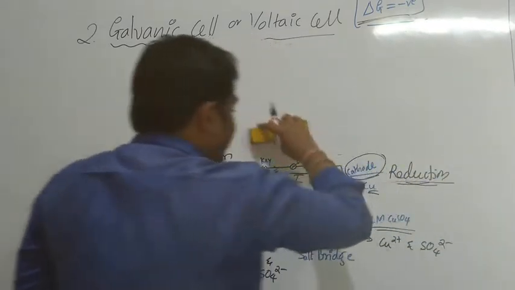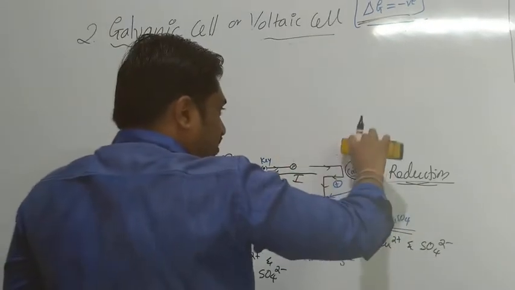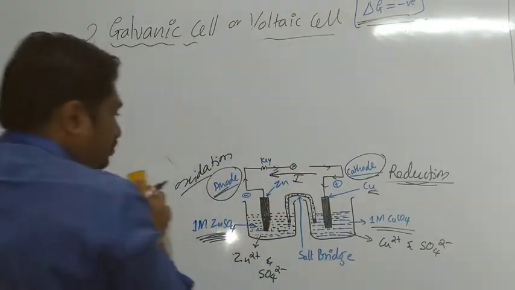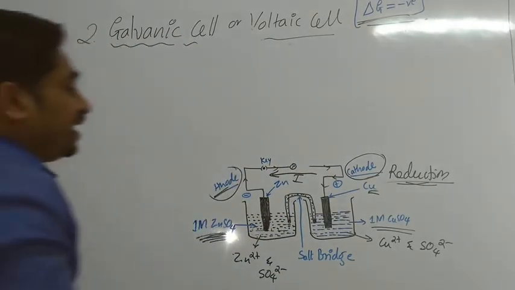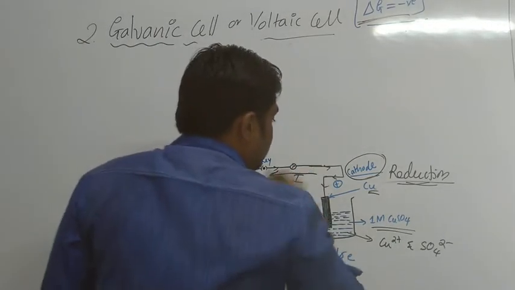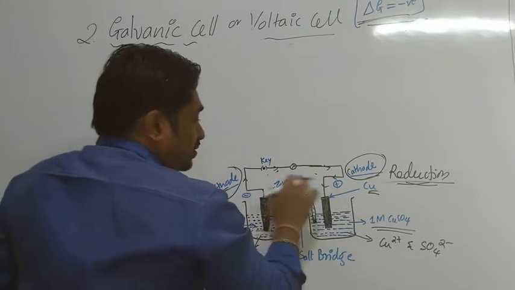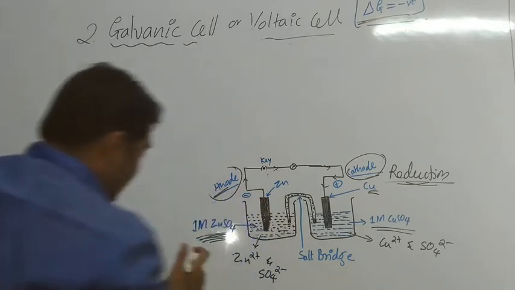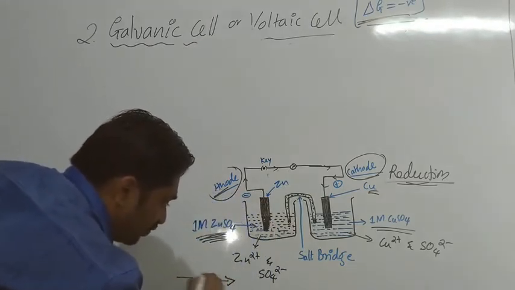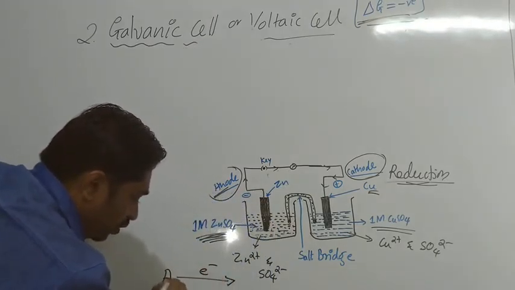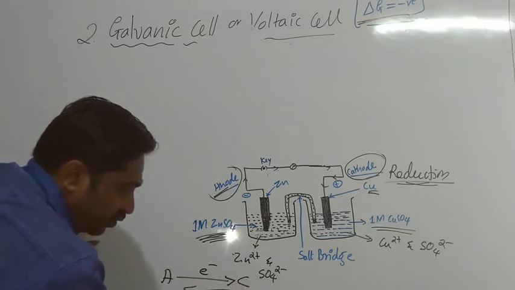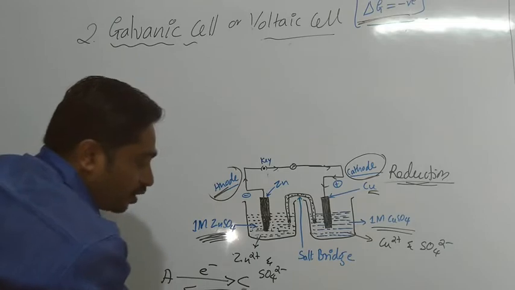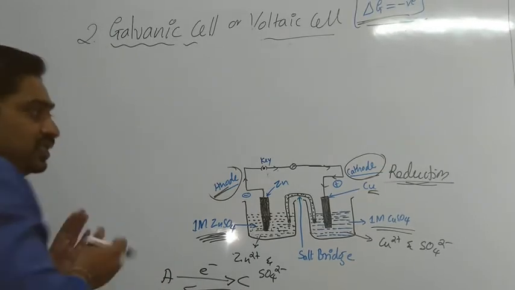So let us study the same cell from a different angle. For convention, I will write the direction of flow of electrons. Electrons flow from anode to cathode, and this is the direction of flow of electric current. Electric current flows from cathode to anode.